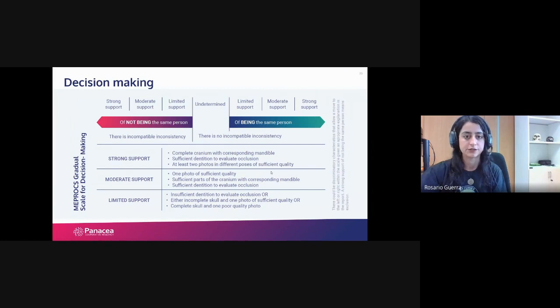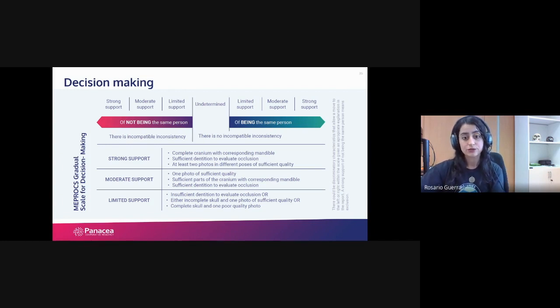We use the same MEPROCS gradual scale for decision making in order to consider what materials had been examined and the consistency of the match between the faces and the skulls, to provide the terms of a strong, moderate, or limited support. But as you saw, most of the participants had no experience before this study, and they did classify the cases very differently.